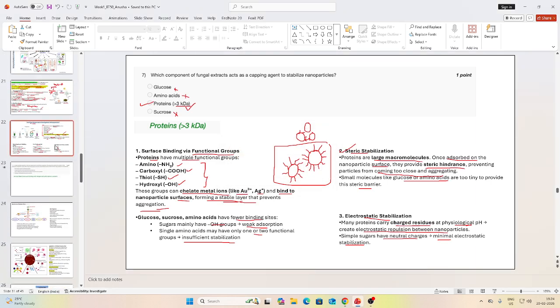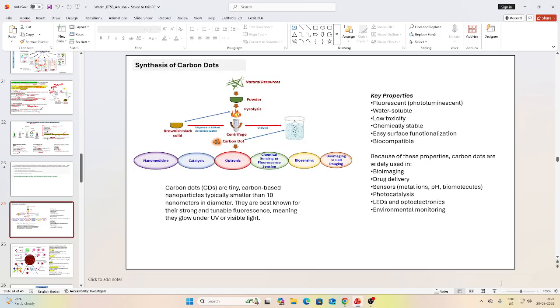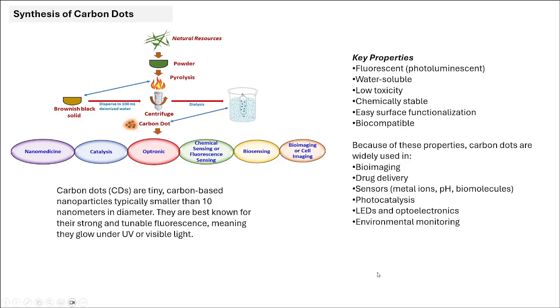Now coming back to where we left, we were discussing this question. Now coming to the synthesis of carbon dots. So what are carbon dots? Carbon dots are tiny carbon-based nanoparticles, typically smaller than 10 nanometers in diameter. So these are very small nanoparticles. Whenever we're talking about carbon dots, they are mostly less than 10 nanometers in diameter.